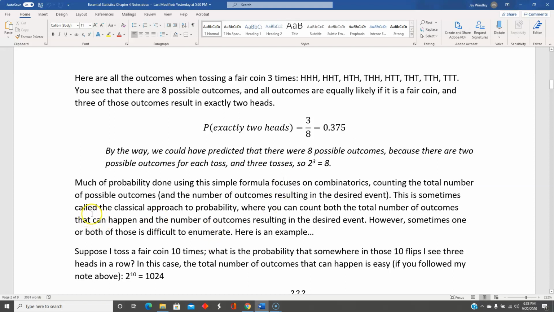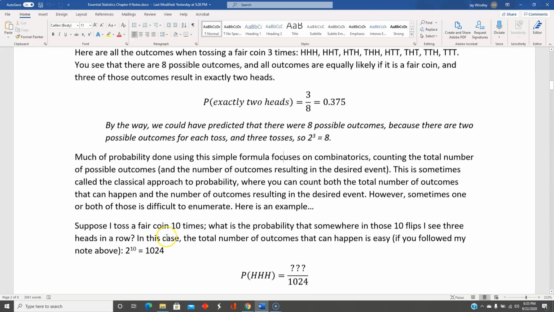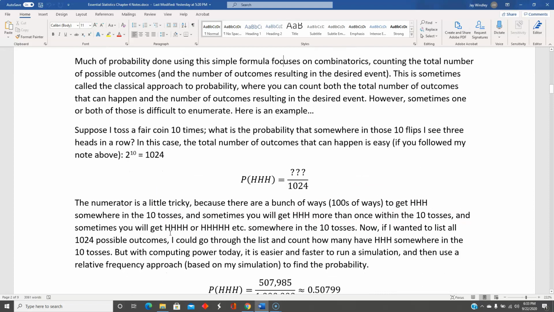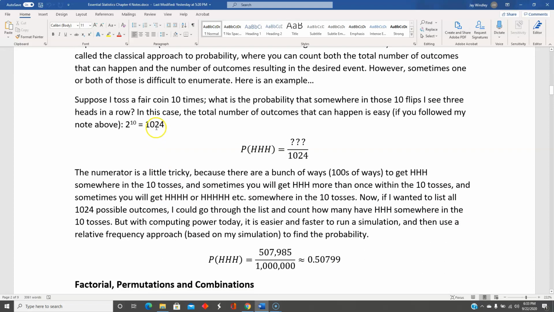This is the classical approach to probability, where you can count both the top and the bottom of that fraction. A lot of times, though, it's hard to count either the top or the bottom. So here's another interesting question that I saw in a stats book a long time ago.